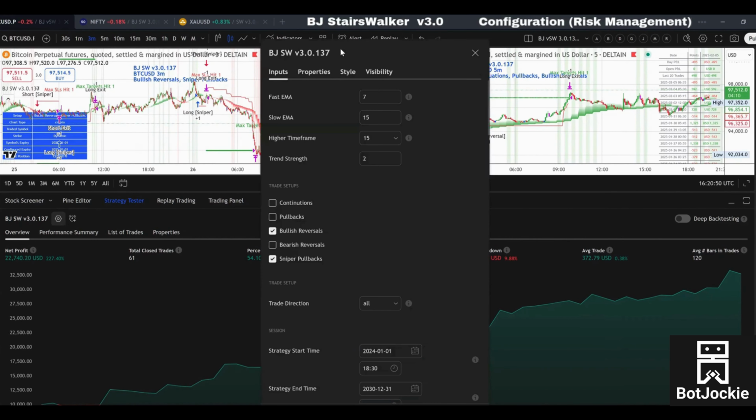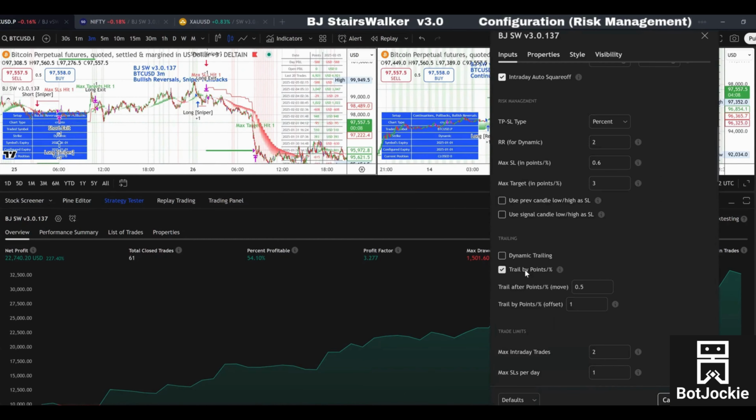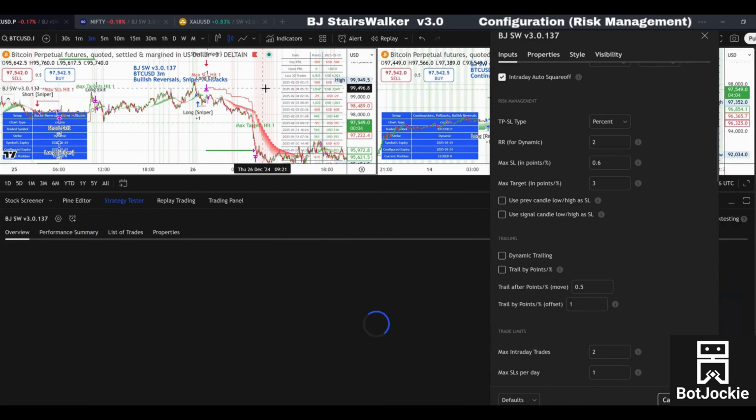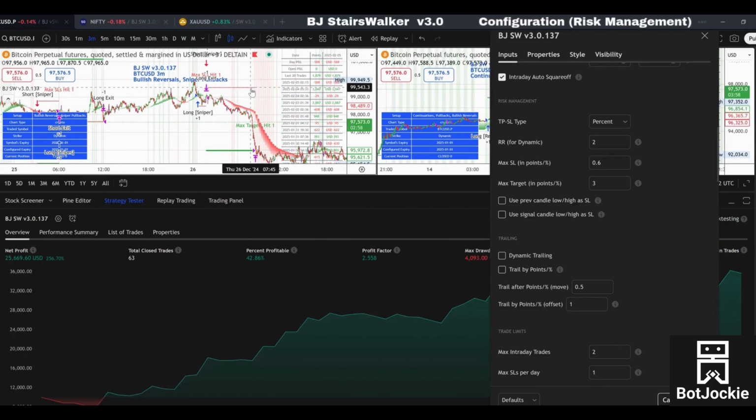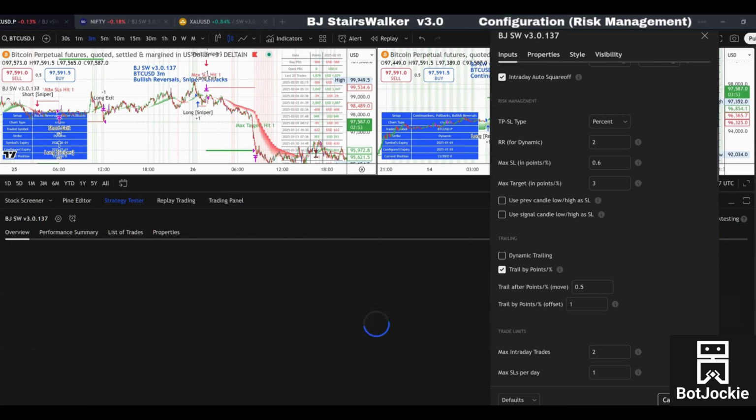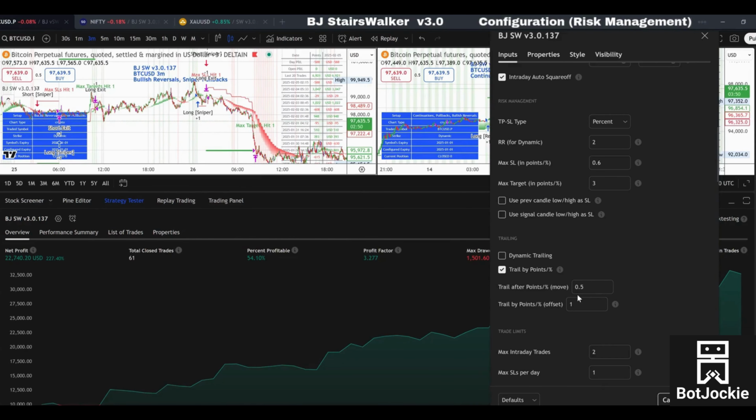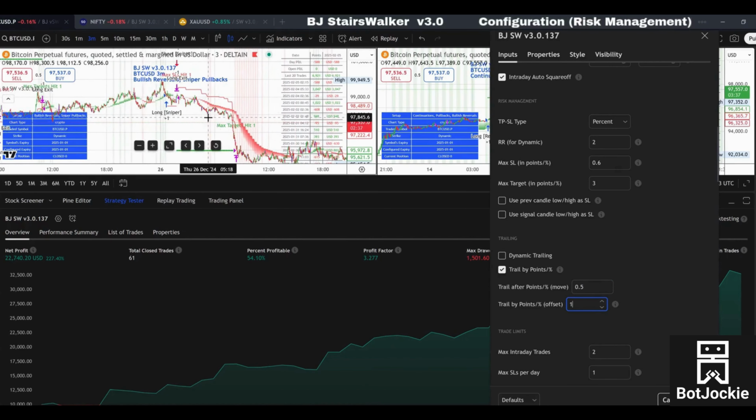If I remove this trailing, you will see that the stop loss line will be constant. The red line will be horizontal throughout the trade, which means it has not done any trailing. But when I enable the trailing, I will see the impact of that also in the results, right? And in the drawdown. And on trailing, this is the activation point. After this much percentage move in our favor, it will activate the trailing, and this is the offset, which means from the lowest low in case of short and the highest high in case of long, it will calculate an offset up to which it will trail.